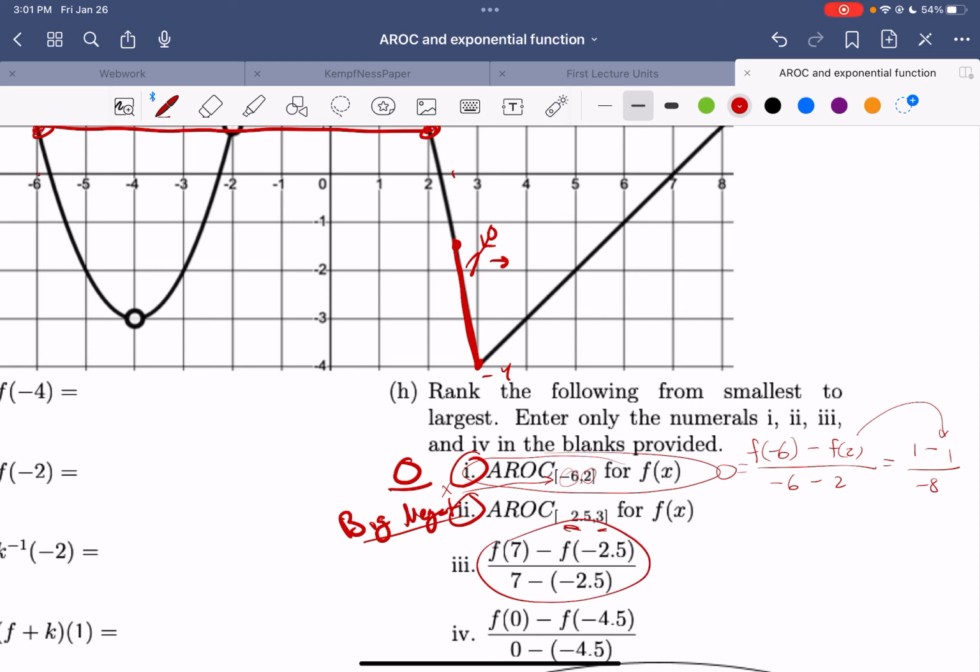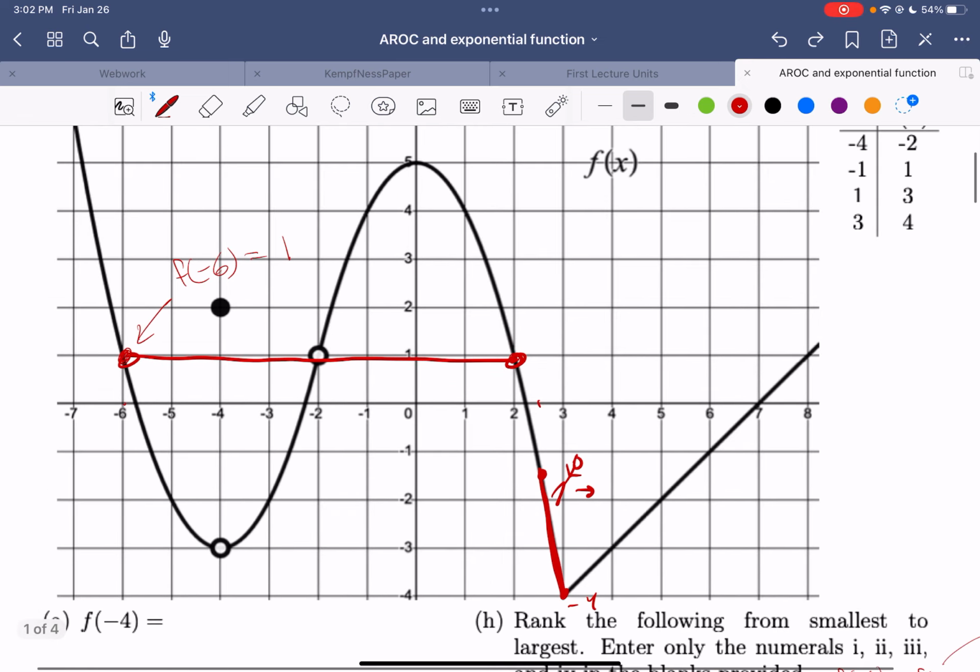How about for this next thing here? Notice they no longer wrote out AROC. Even though, I should actually finish this out. This is AROC from -2.5 up to 7. I look at just the x values. The x values are -2.5 and 7. And then I do a slope computation: y2, y1, x2, x1, all that stuff. So what is this? Let's find -2.5. We're looking at somewhere around here, maybe, up to positive 7, somewhere around here, maybe.